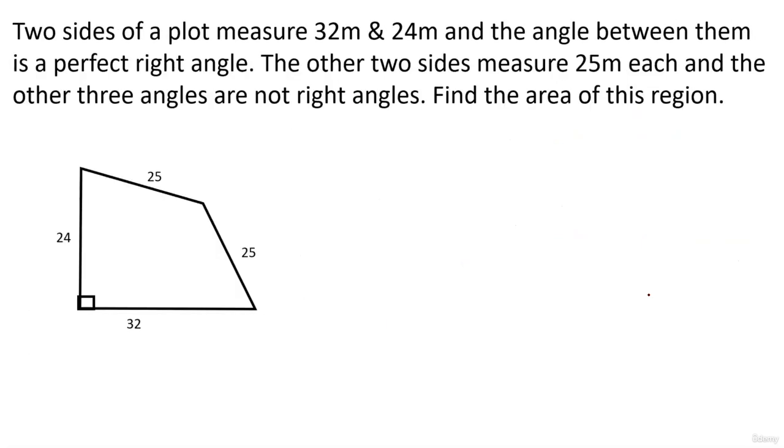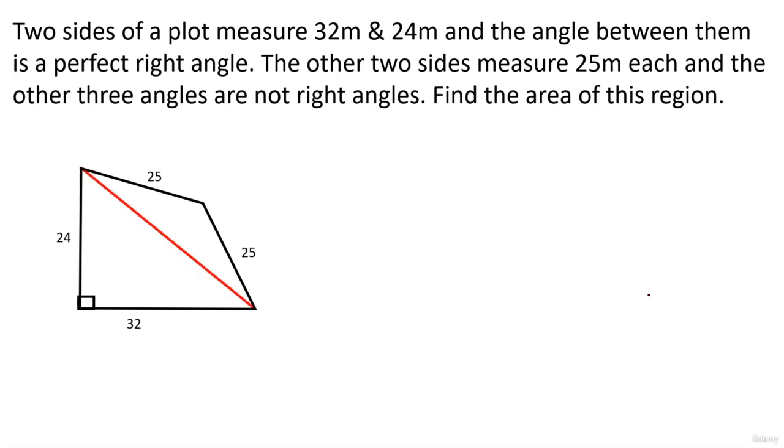So two sides of a plot measure 32 meters and 24 meters, and the angle between them is a perfect right angle. The other two sides measure 25 meters, and the other three angles are not right angles. Find the area of the region. I wanted to just try it out once, and then we'll anyway discuss.